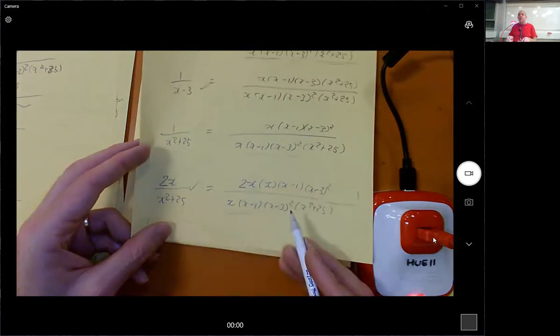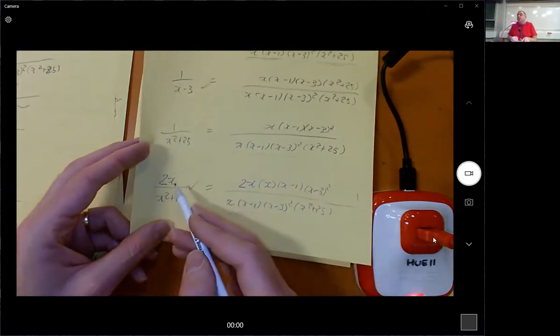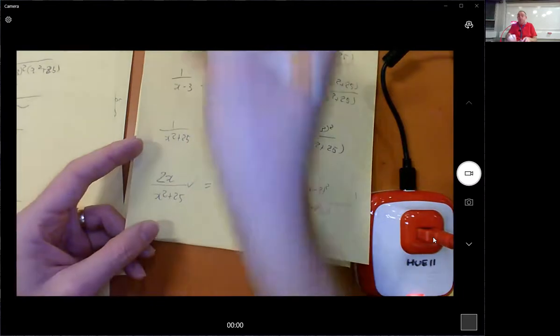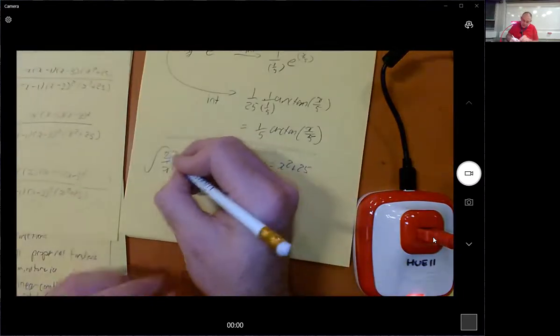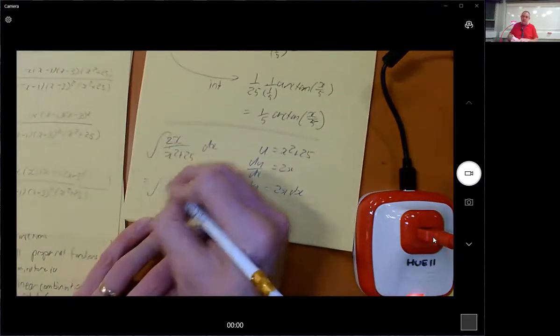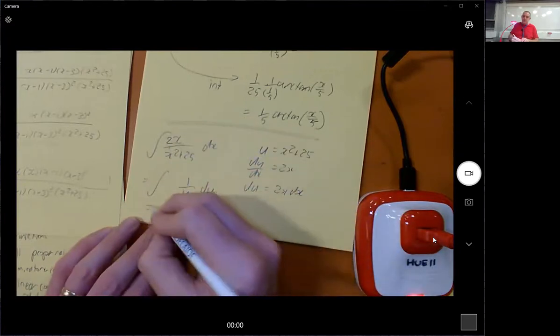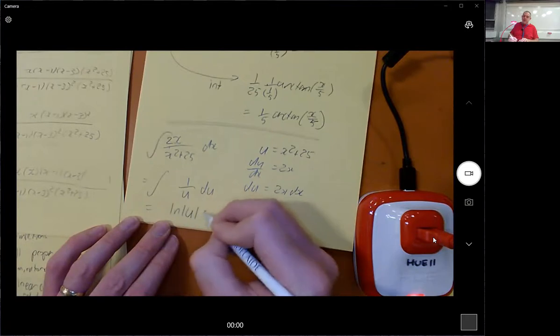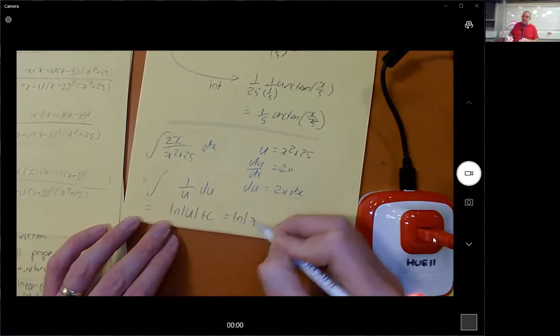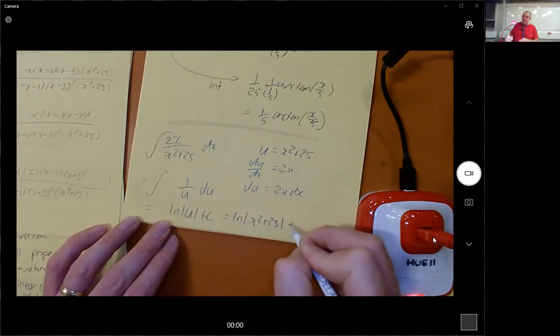And it's still one of these functions. I can choose whatever I want here, and it'll still be okay because there'll be 6 different functions. So if that's a 2x, then the 2x dx becomes 1 lot of du. This becomes a u. And I get ln of the absolute value of u plus c, which is ln of x squared plus 25 plus c.